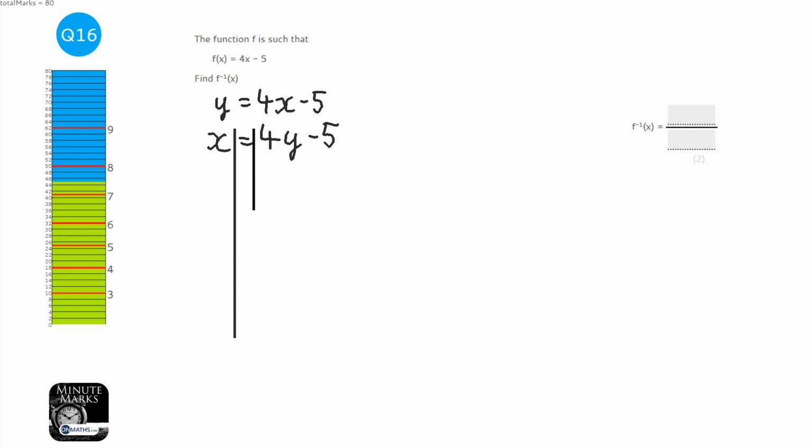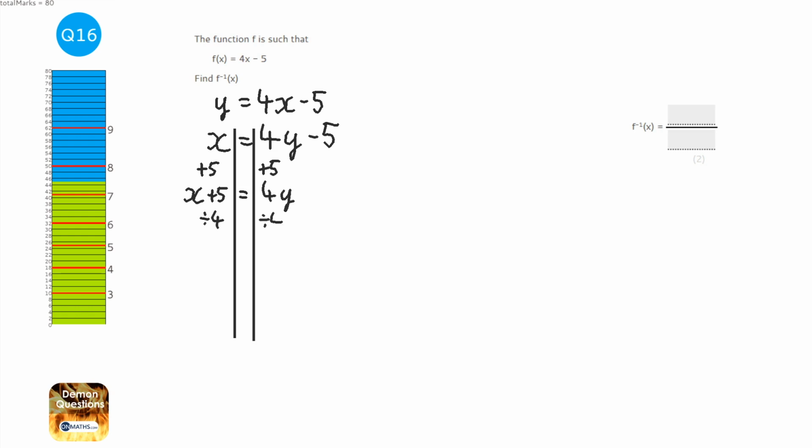So I'm going to put my lines down. The first thing I need to do is add 5 to both sides. So we're going to have x plus 5 equals 4y. And next thing I need to do is divide by 4 both sides. The way of doing that really is just with a fraction. So y is x plus 5 over 4.